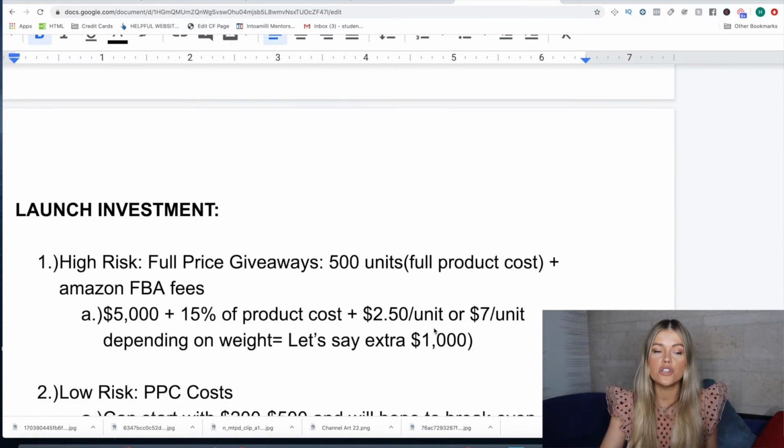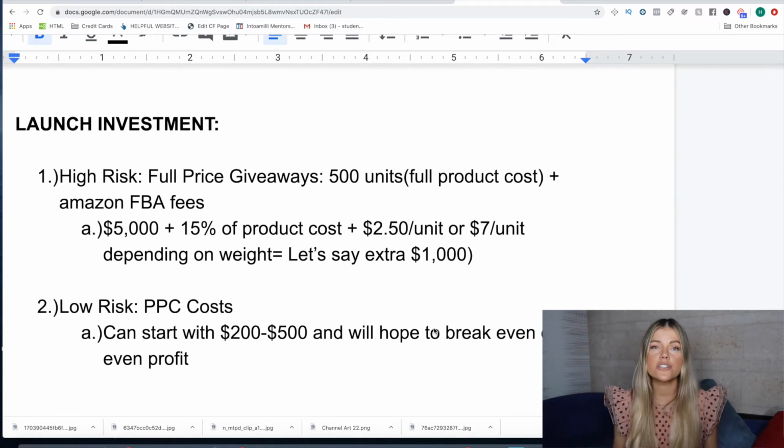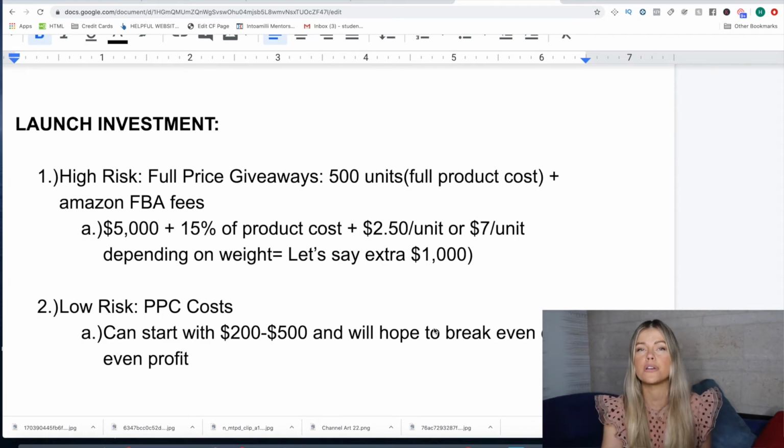Then let's talk about the low risk way, which is my favorite way, which is PPC costs. And you can actually get away with $200 to $500, and you can actually break even, so you won't lose money, because remember, every dollar you put into PPC, you hope to get money back. So that's why it's such a good thing. You can start with anywhere from $200 to $500, but to break even, that would be great. Or you can actually make a profit in some cases once you start to optimize your PPC campaigns. I teach this low risk strategy in all of my content and all my courses, right?